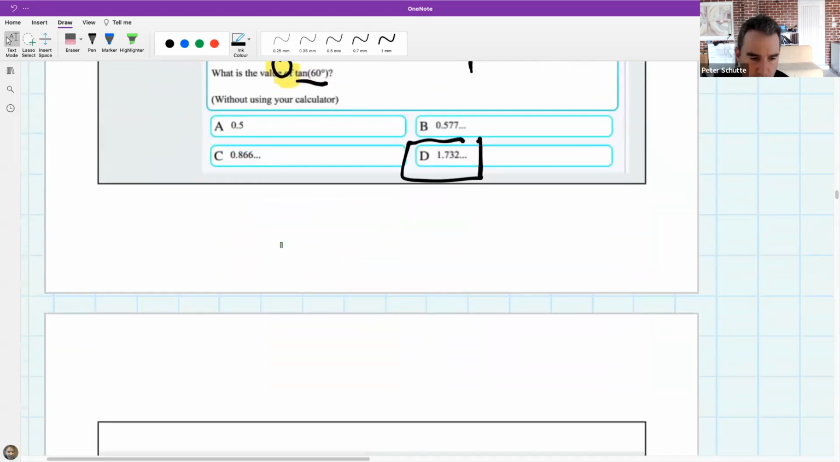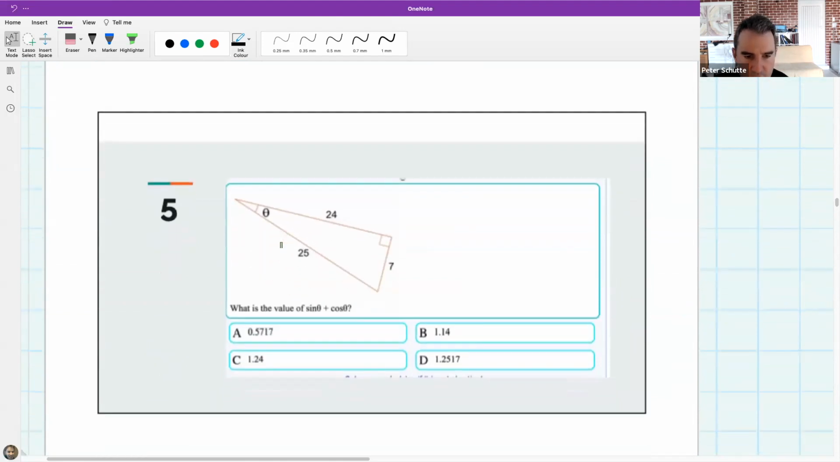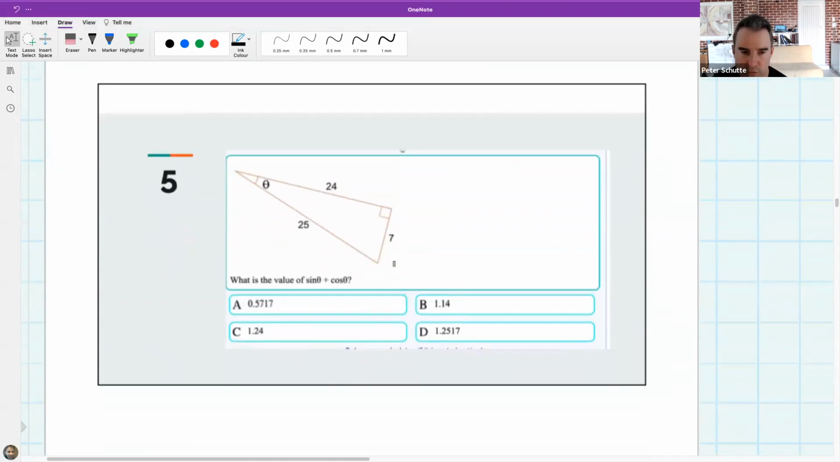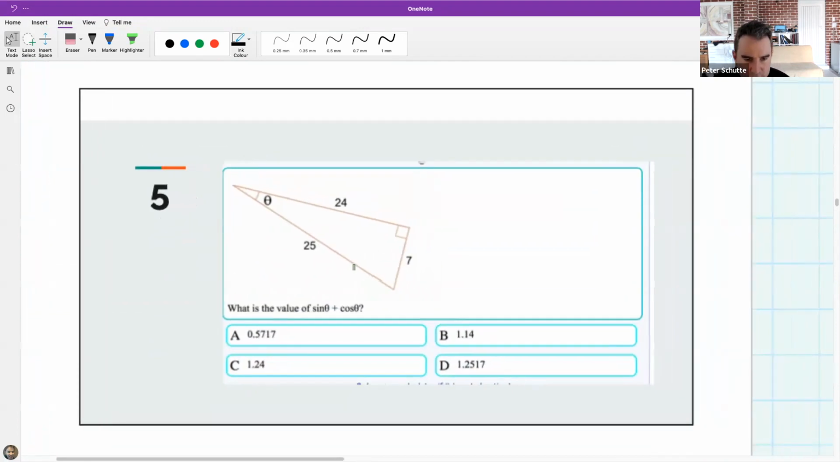Okay, let's try one more. Let's try and do this one, and then we're going to move on, because I think you've got the basic ideas of the trig ratios. What is the value of the sine of theta plus the cos of theta in this particular triangle? And I really want a student in maybe a minute or two to come on and explain to me what they're doing. That would be awesome.